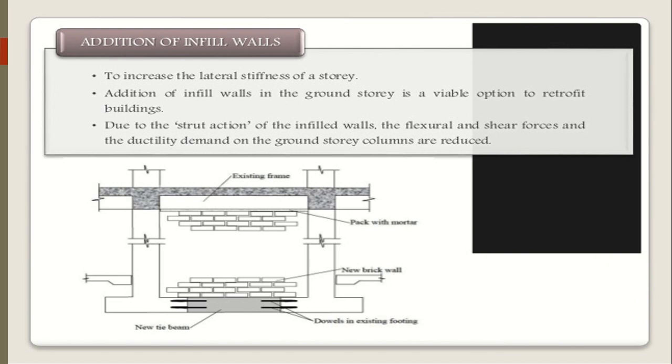Now let's see some of the global methods. That is by addition of infill walls, to increase the lateral stiffness of a story. Addition of infill walls in the ground story is a viable option to retrofit the building. You see here there are no brick walls; it is closely packed with mortar. Due to the strut action of the infilled walls, the flexural and shear force and the ductility demand on the ground story columns are reduced. So addition of infill walls is one method of retrofitting the building.